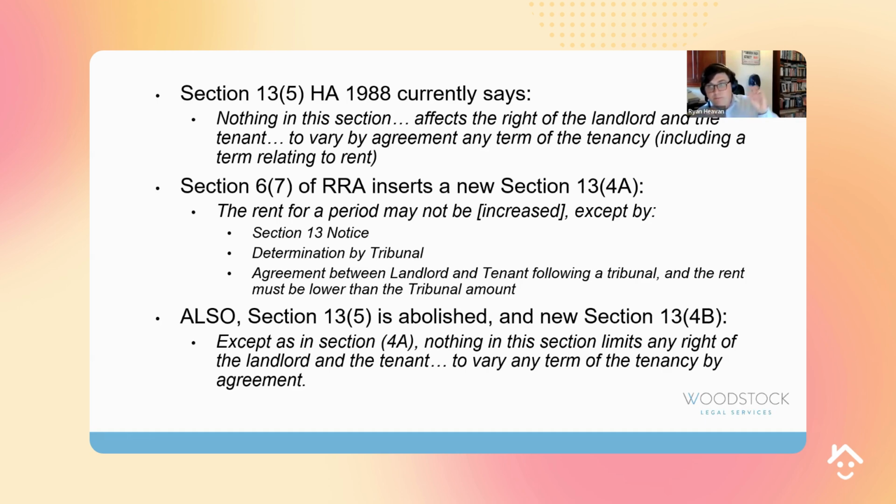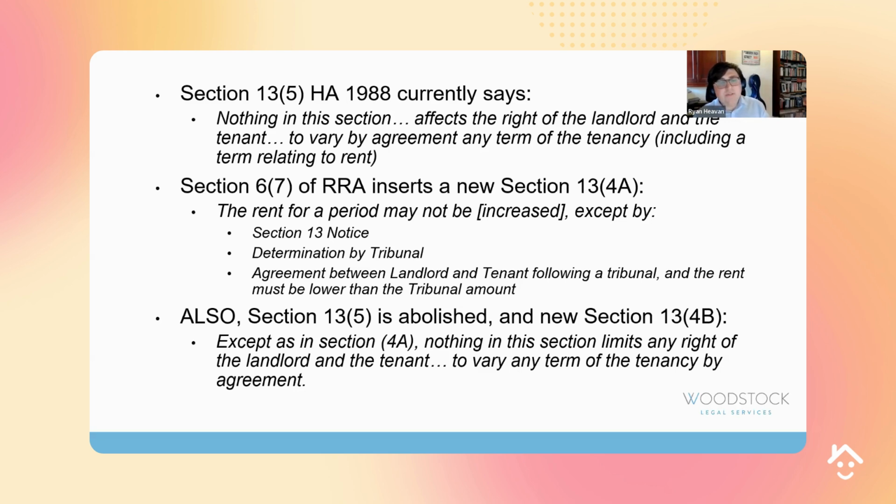However, Renters' Rights introduces two parts. The first part is a new Section 13(4A), which says that the only way you can increase the rent, and I've paraphrased this because the wording is longer, is by Section 13 notice, the tribunal assessing a Section 13 notice, or there is a way for the tribunal to assess rent at the start of a tenancy too, or an agreement between landlord and tenant following a tribunal assessment, and the rent has to be lower than what the tribunal set. So nowhere in there does it allow the landlord and tenant to agree the rent change.